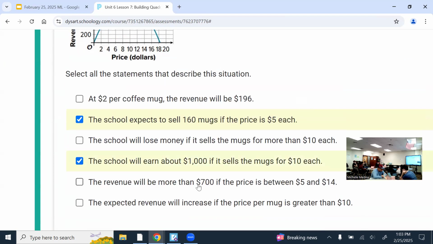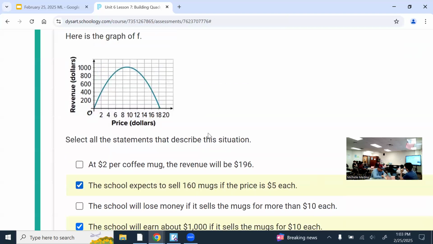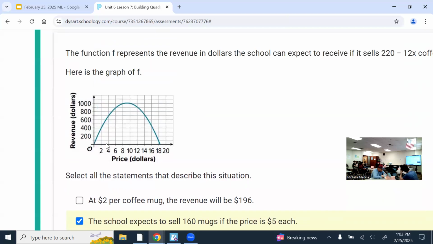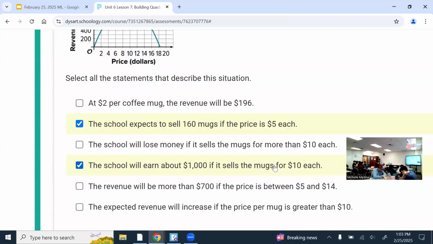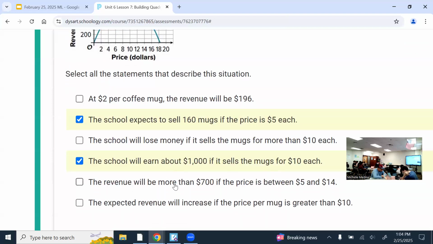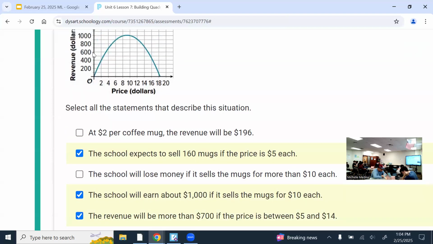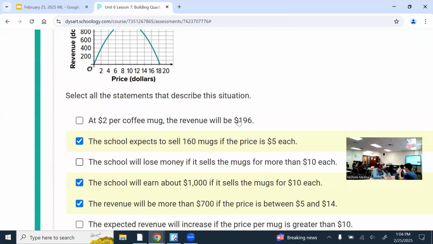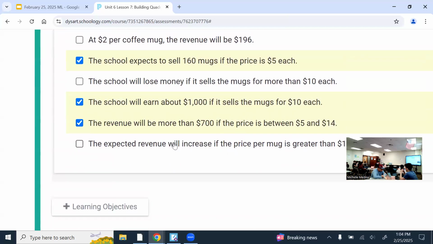The revenue will be more than 700 if the price is between 5 and 14. So here's about 5, here's about 14. Let me look this way. Here's where 700 is. I would go with that one. Here's where 700 is. It starts at the 4 and it ends at the 14. So I would say it includes 5 and 14.